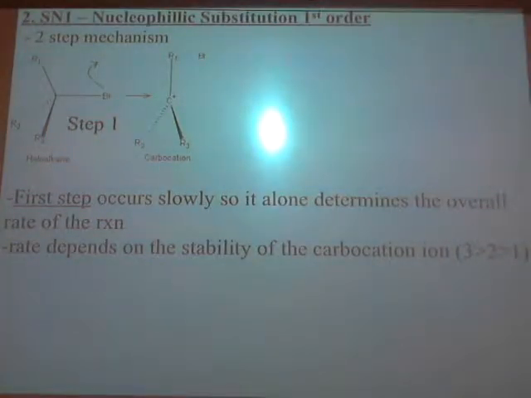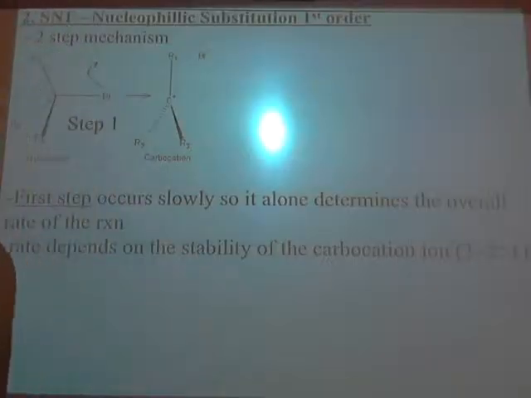Okay, so the rate depends on the stability of the carbocation. And in this case, what would you expect? Like I said, the tertiary is going to be the best. It's going to be the exact opposite of what you just saw for the SN2. Tertiary is the best, then secondary, and then primary. I told you this gets confusing. Thank God it's the last one.